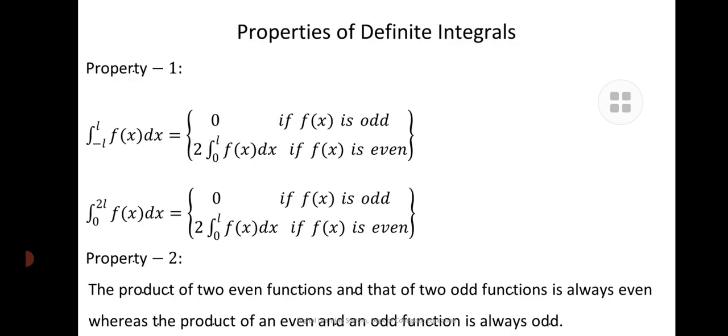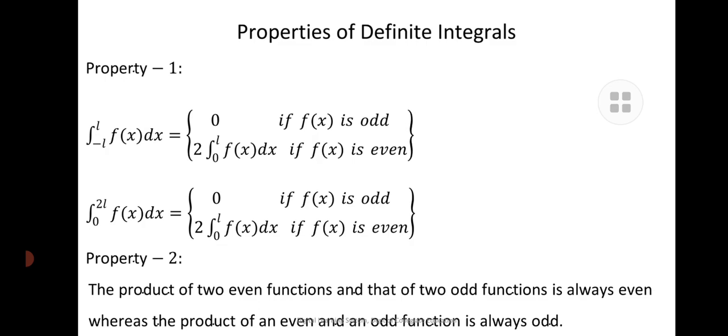As we come to the property of the definite integral, we know that the integral running from minus L to L of f of x dx is equal to 0 if f of x is odd, and it is equal to 2 times the integral from 0 to L of f of x dx if f of x is even. In the same manner, this can also be defined for the interval 0 to 2L.